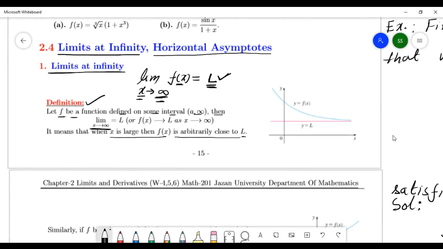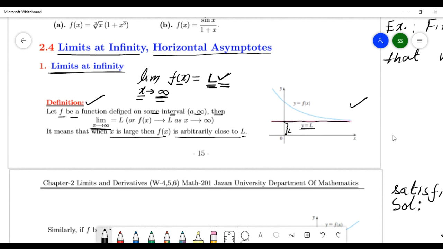What is the meaning? See this picture here. When the function approaches L, y equal to L means this line. This distance is L, from here to here. This is L, so y equal to L is this line.